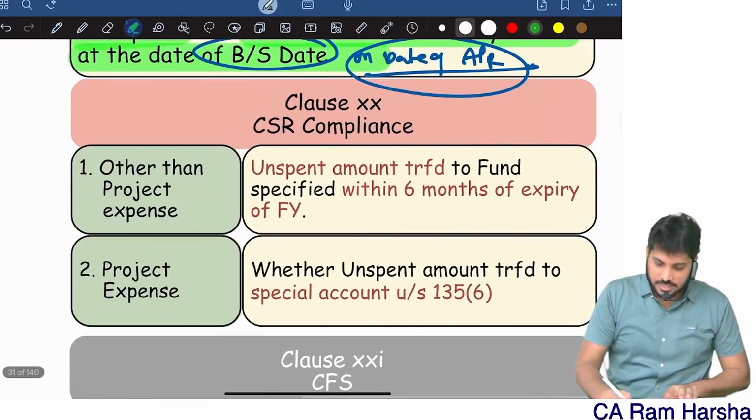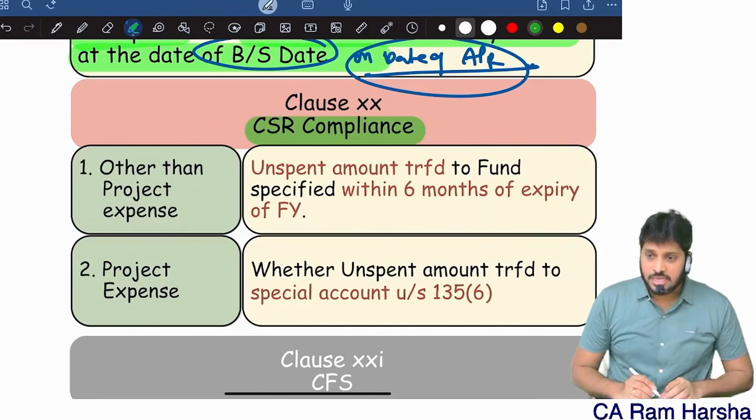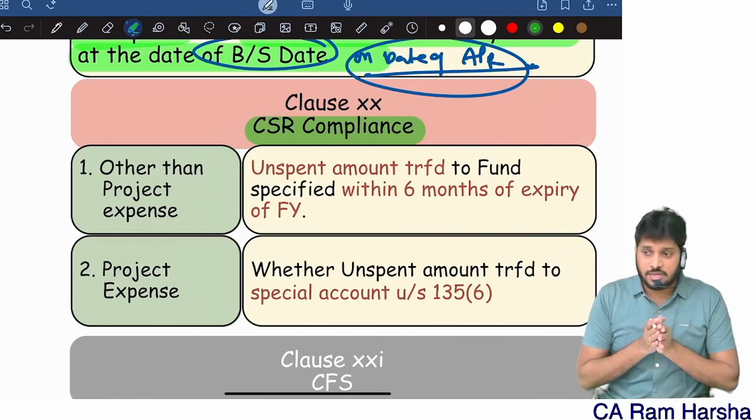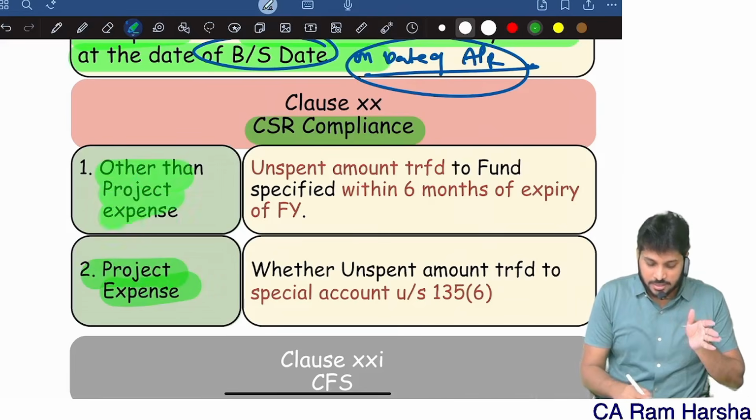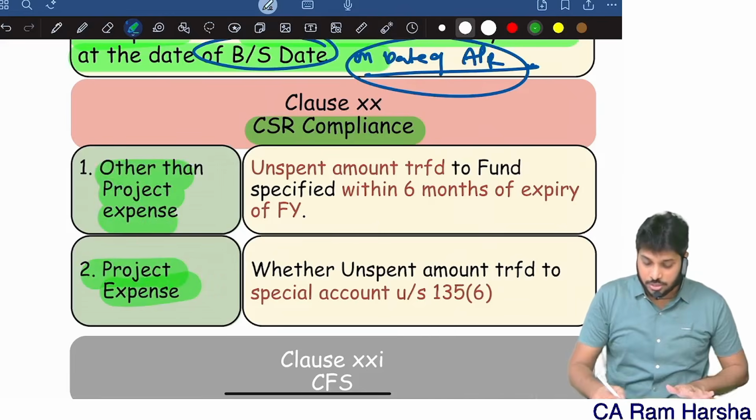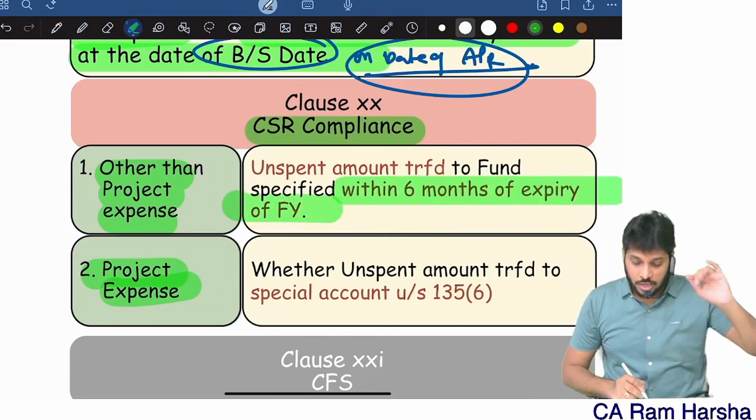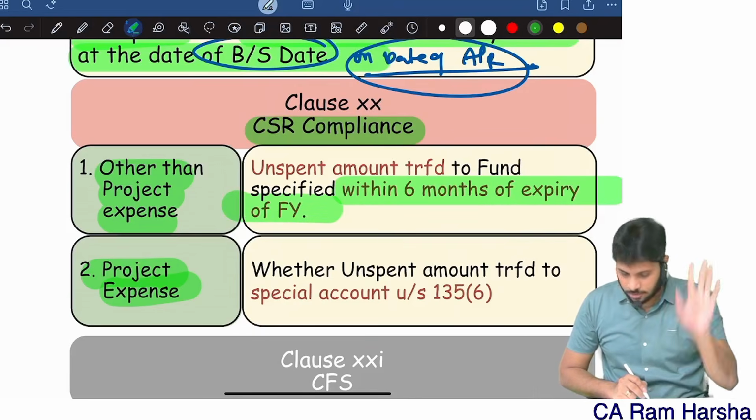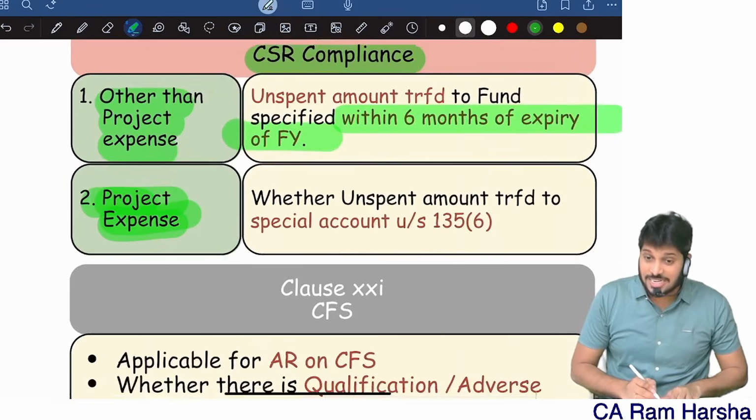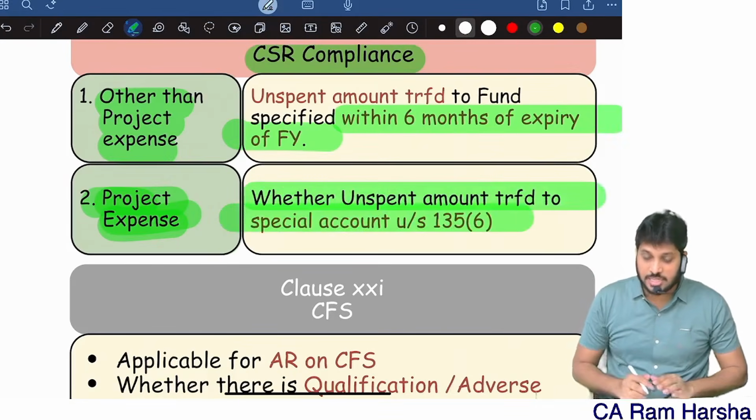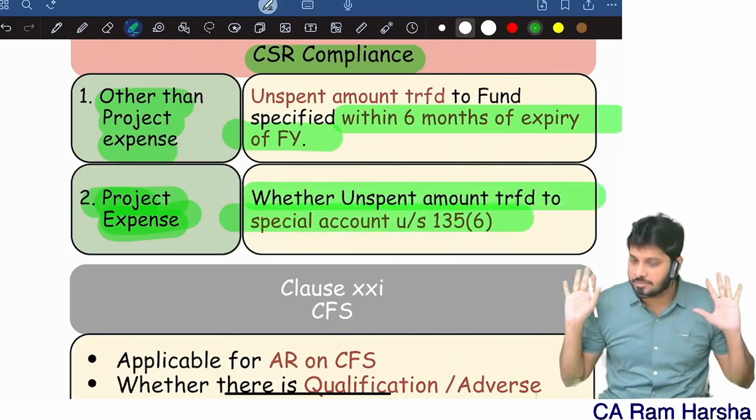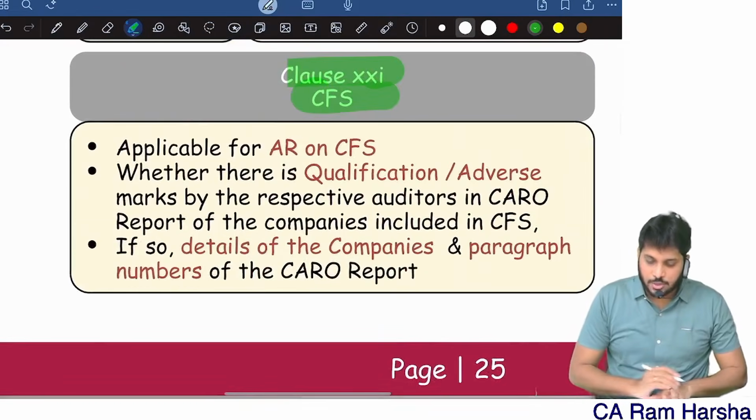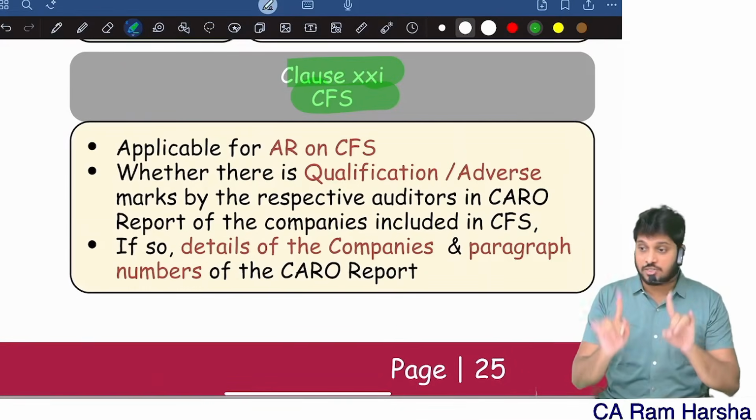Next, CSR compliance. In CSR expenditure, we divide the money into project expense and other than project expense. If it is other than project, it has to be transferred to the special fund, Schedule 7 fund, within 6 months from the end of the relevant financial year. If it is project expense related, that amount has to be transferred to a special bank account given under 135.